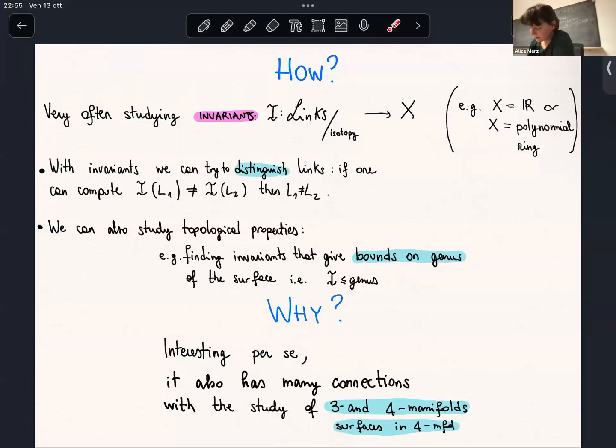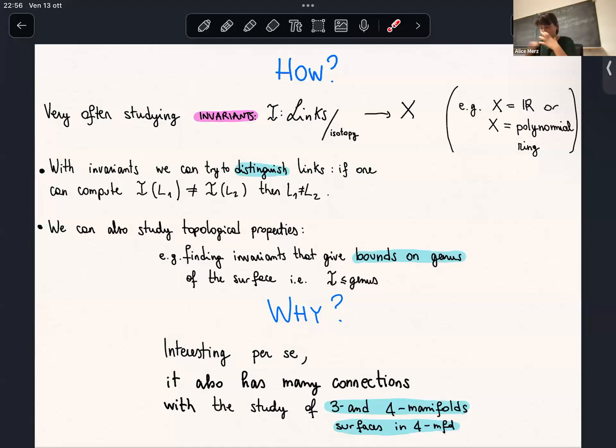If we have that the invariant is always less than or equal to the genus, we can restrict ourselves to a small set of possibilities for the genus, and then maybe be able to point at the correct genus of the knot or link. And why do we do all this? Well, the main goal is to draw a lot of nice pictures, of course, but more seriously, it's interesting per se to study these kinds of things.